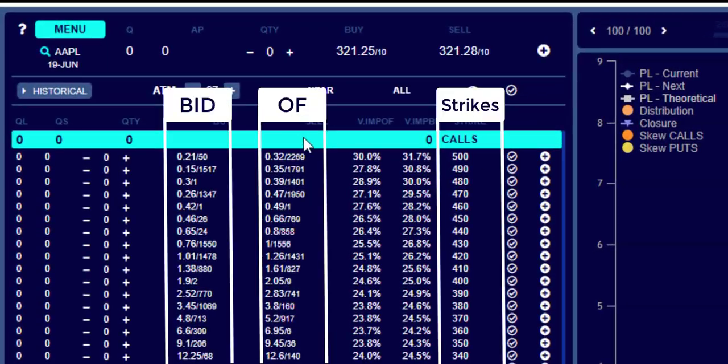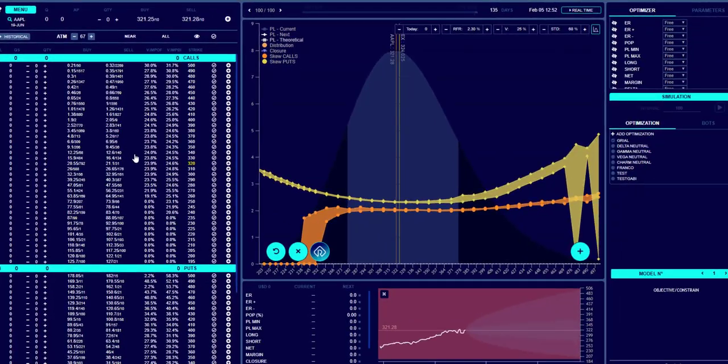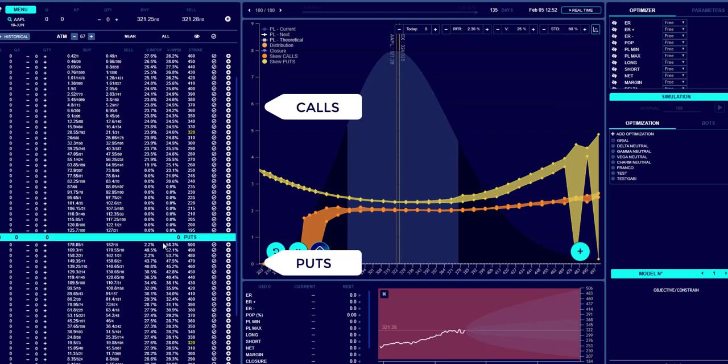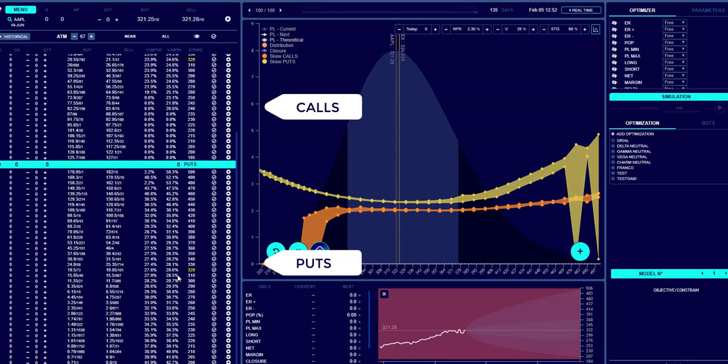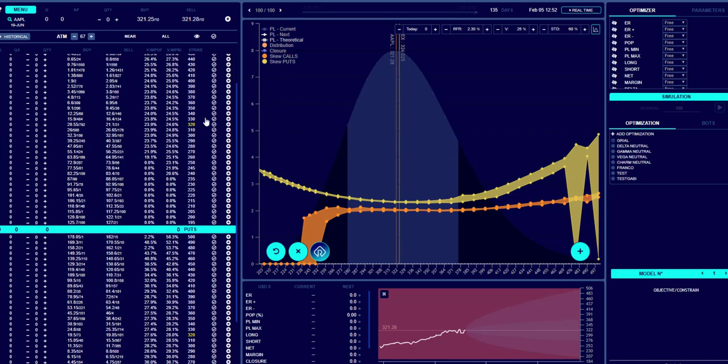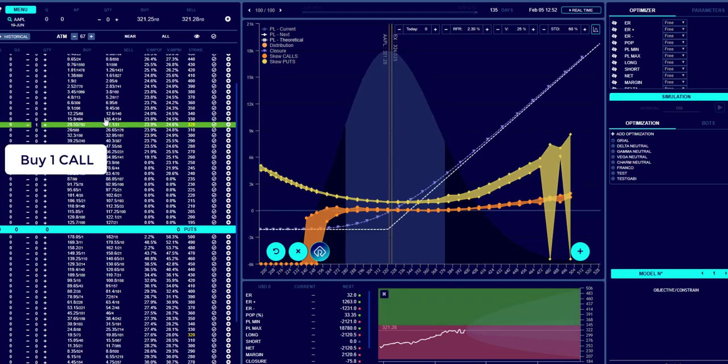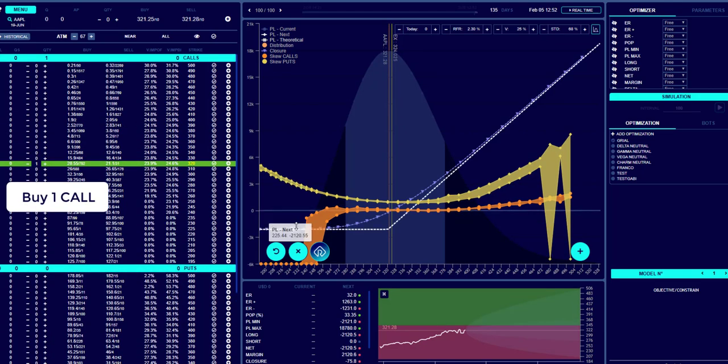In the left table we see the bid offer of the chain of options, up the calls and down the puts. In yellow, at the money. Click on plus and buy one call.